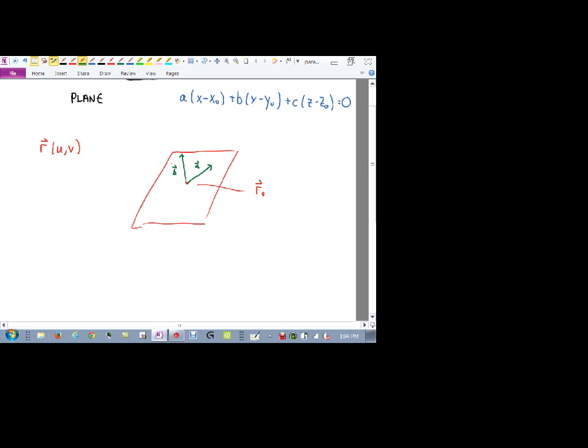I thought we had linear algebra. No? Didn't you do linear algebra? That's right.